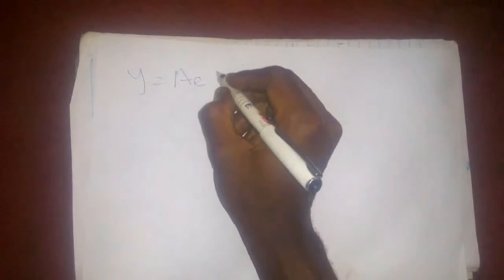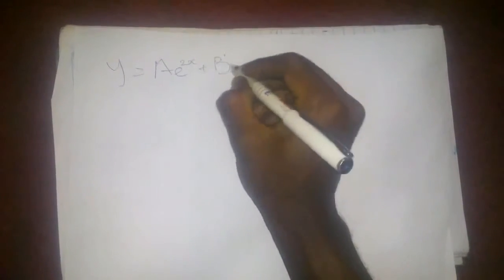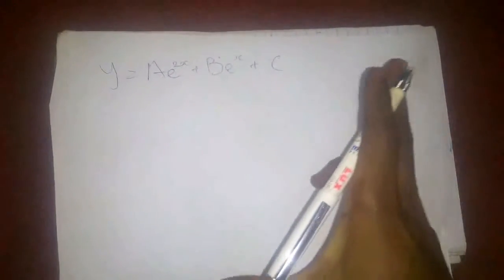Something like, let me say we have an equation like y equals a e raised to power 2x plus b e raised to power x plus c. Then our arbitrary constants include a, b and c. So these are the arbitrary constants.